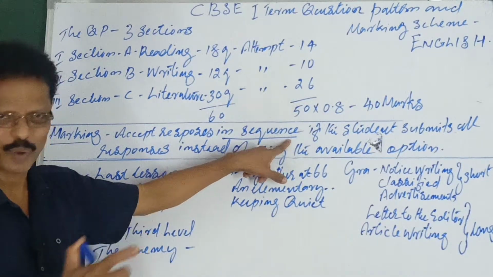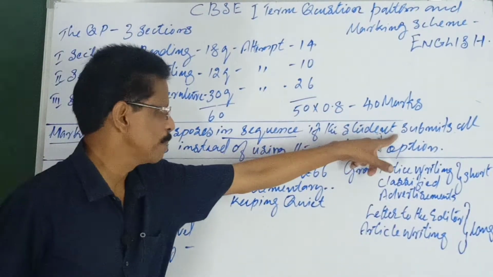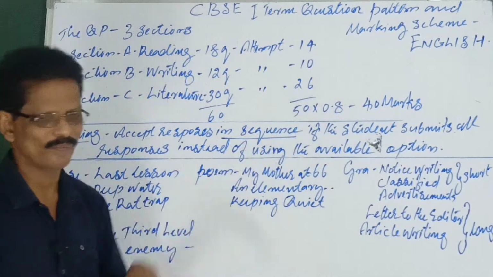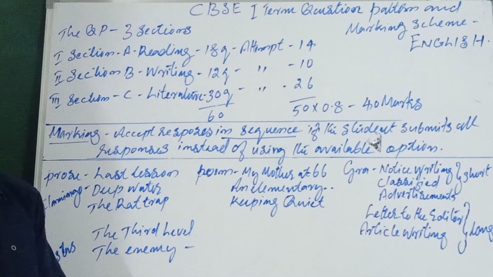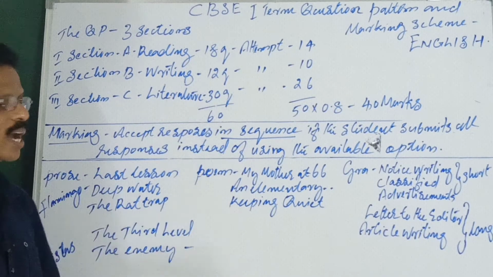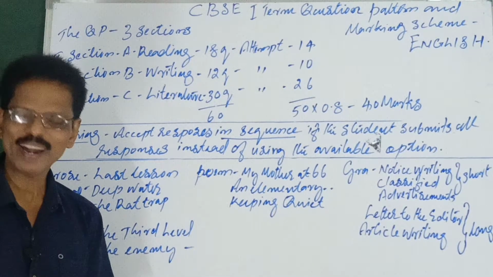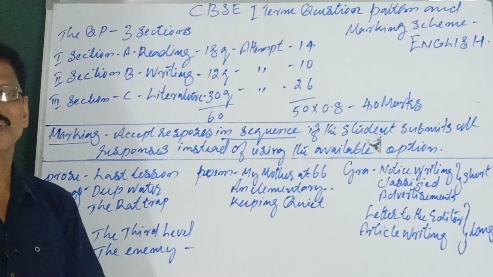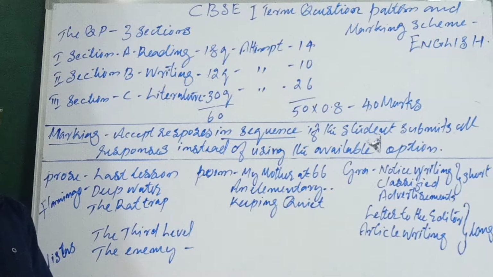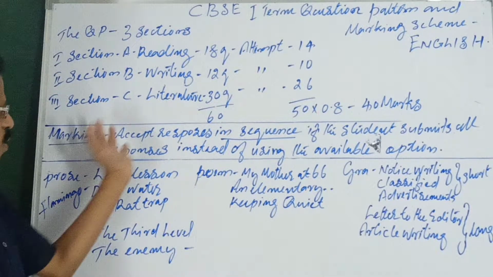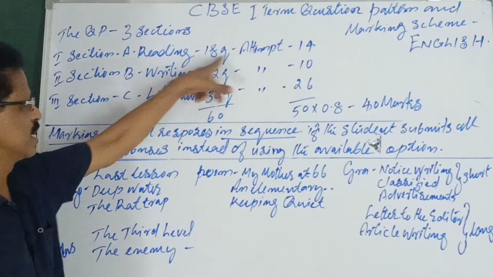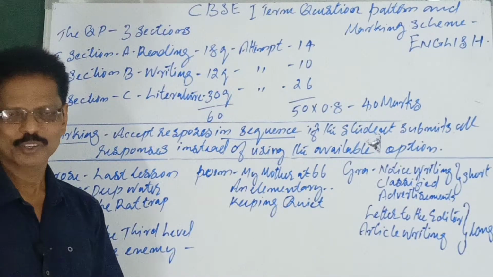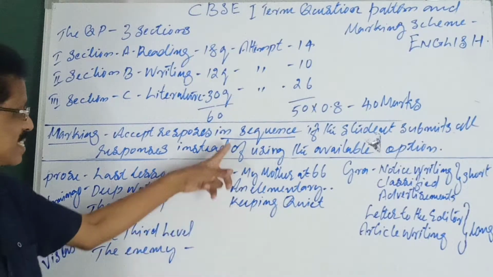Sequentially. If the student submits all responses instead of using the available option, what is the meaning of that? There are 60 questions, but if you answer all 60, how will the marks be given? In sequence. That means the first ones will be given marks, the last ones will not. Suppose you write all 18 questions instead of 14. Among those 18, maybe 14 are right, but that won't be considered, since marking is in sequence.